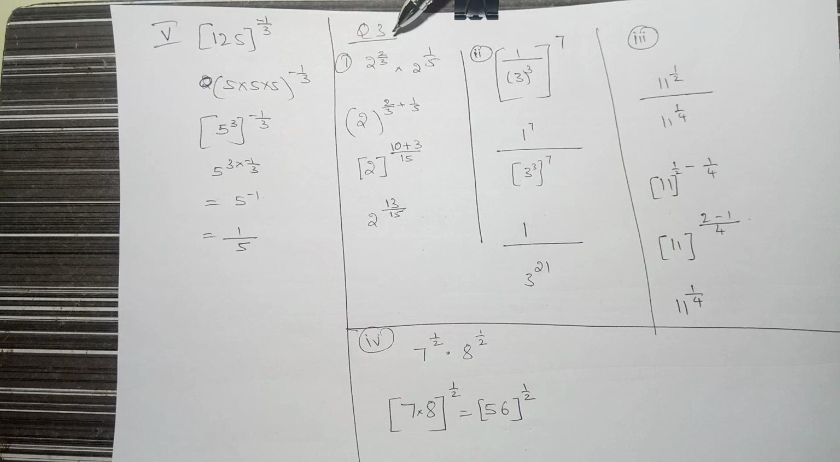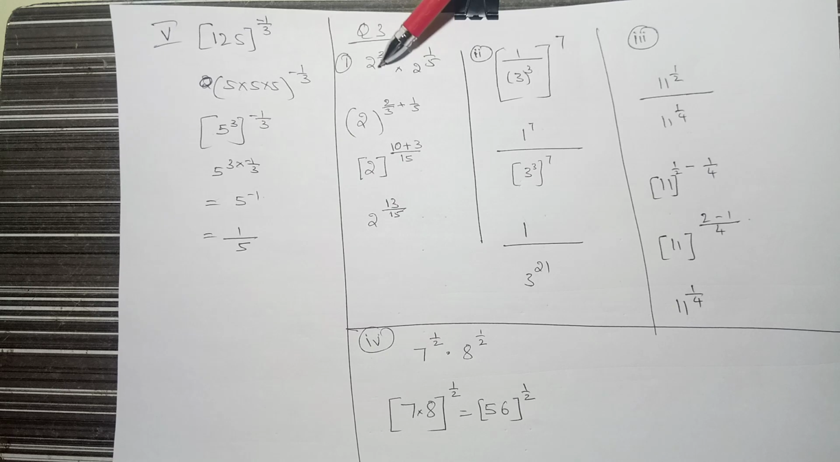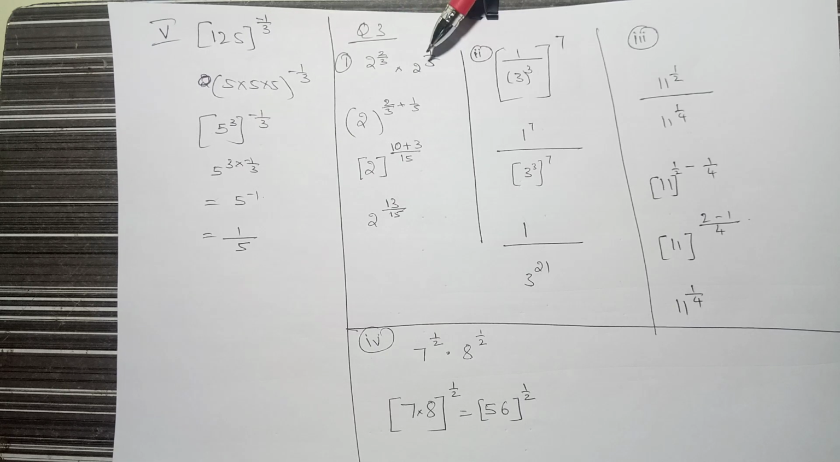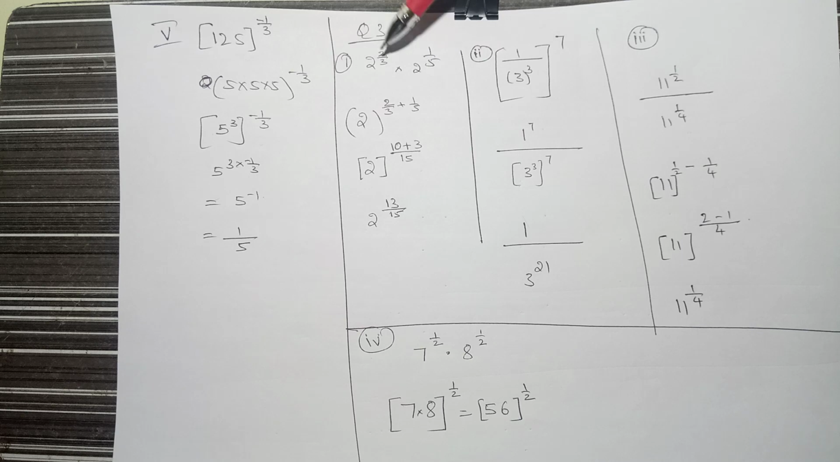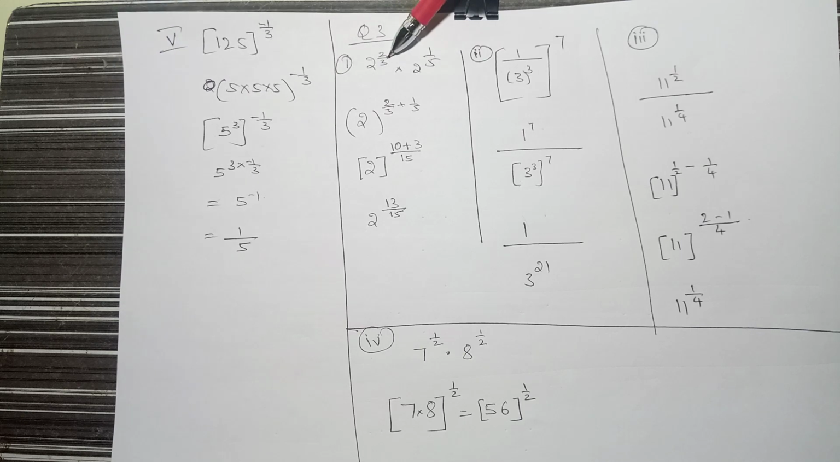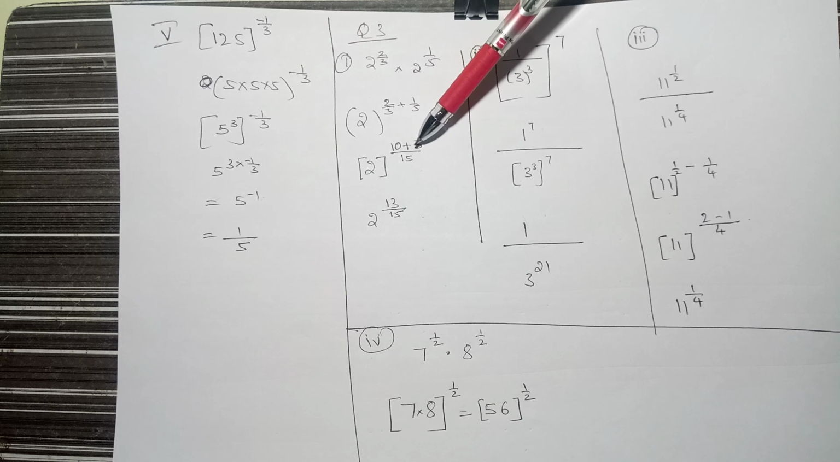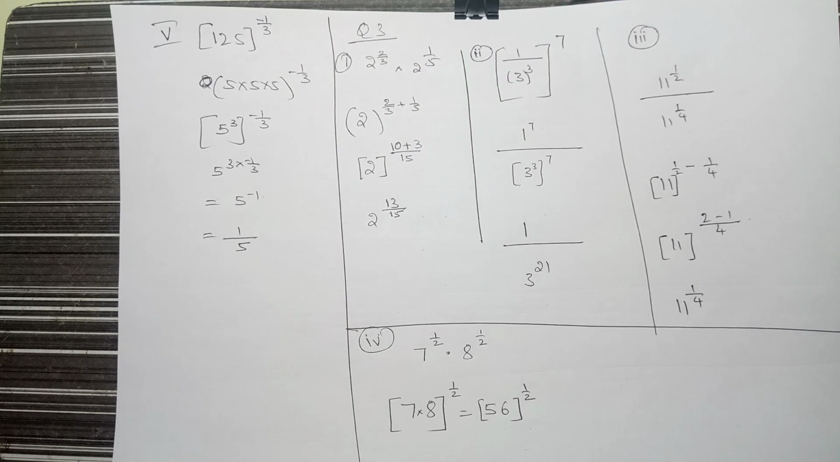Third question, 2 power 2 by 3 times 2 power 1 by 5. So the base is the same, the powers should be added. When the bases are equal, 2 is the base, 2 is the base. Therefore we can see 2 by 3, 1 by 5 should be added. Take the LCM and add them, you will get 13 by 15.